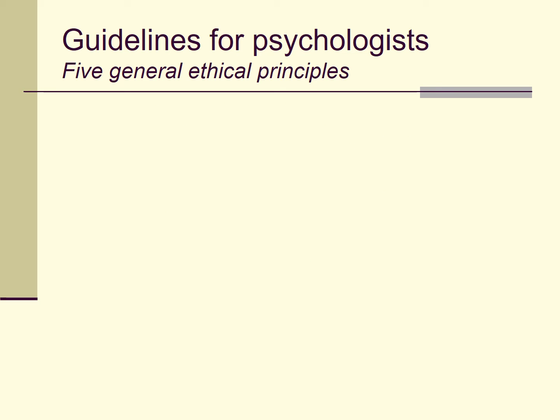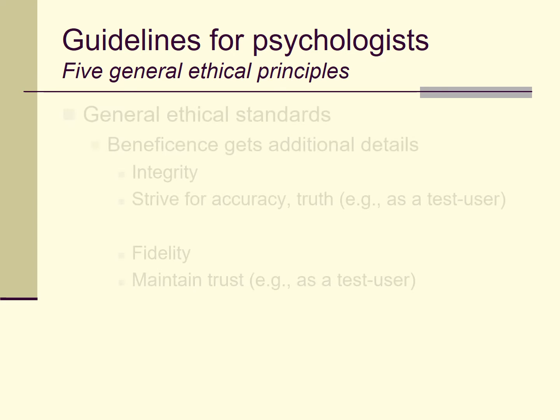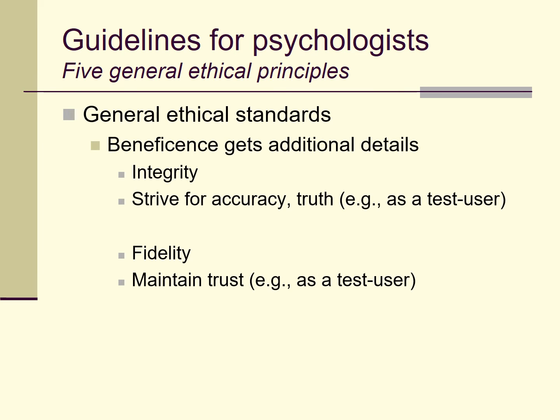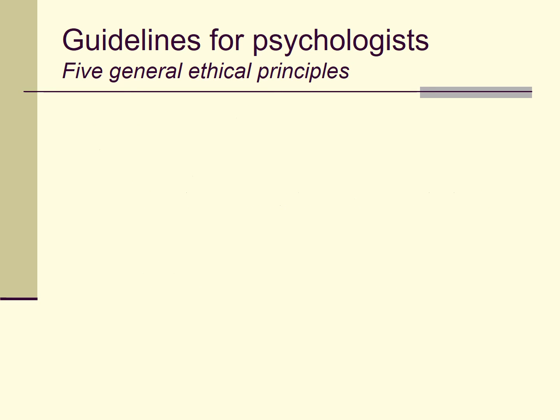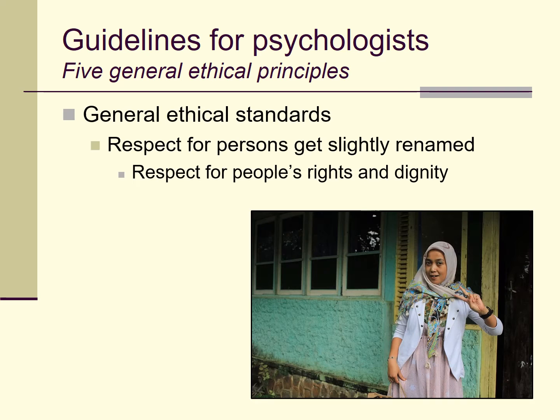Now, I said there are 5 general ethical principles. Beneficence as a principle gets some additional details involving things like the principle of integrity, striving for accuracy and truth, fidelity, and the maintenance of trust. And respect for persons as a principle gets slightly renamed to respect for people's rights and dignity, but is otherwise basically the same thing.